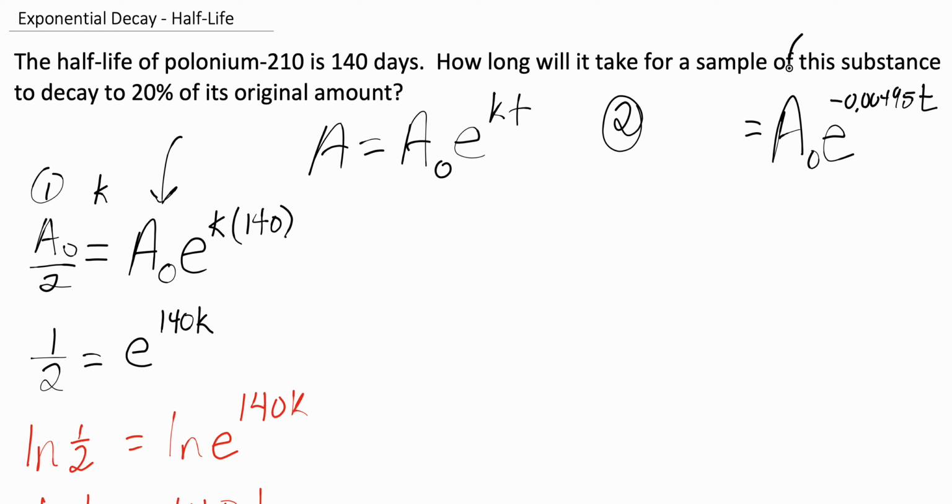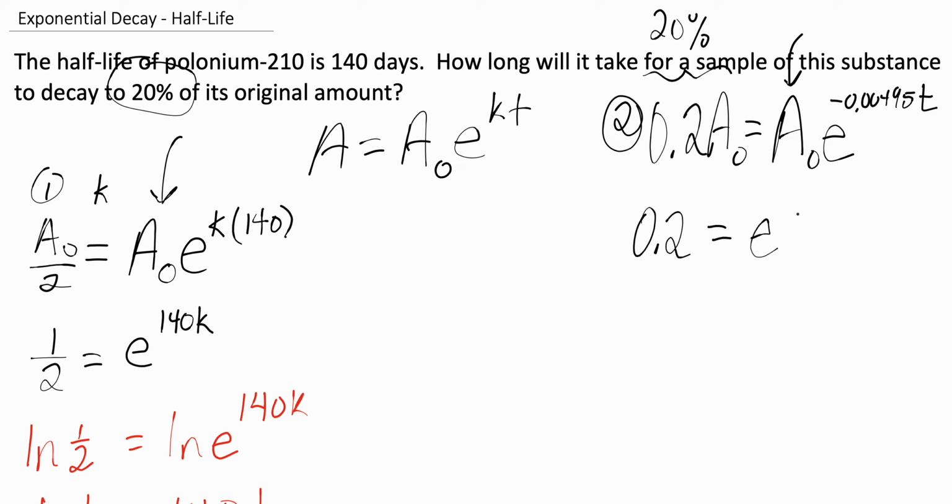Now again, we're not super concerned what this actual number is because on this left-hand side, we want to get to 20% of that original amount. So we're just going to say 0.2 times a sub 0. That's going to be our representation of the 20% of the original amount. Again, basic algebra, we're going to divide both sides by a sub 0, and we're left with 0.2 is equal to e to the negative our rate of decay and our amount of time.